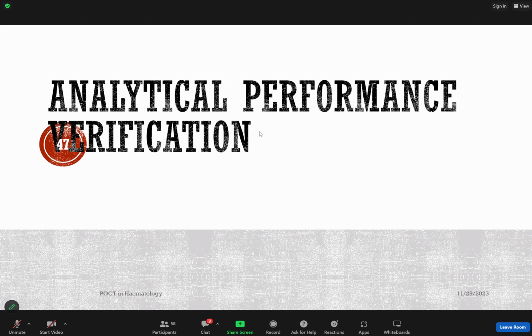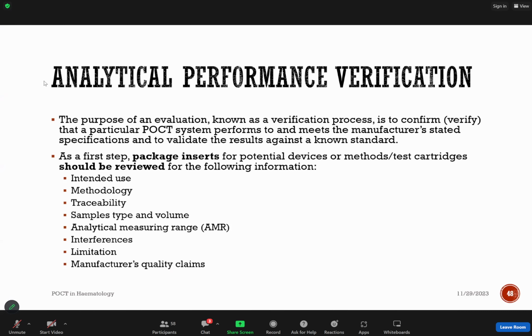And next, we move on to the last topic for this presentation, analytical performance verification. The purpose of an evaluation known as the verification process is to confirm that a particular POCT system performs to and meets the manufacturer's stated specifications and to validate the results against a known standard.